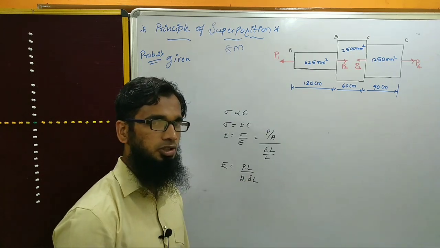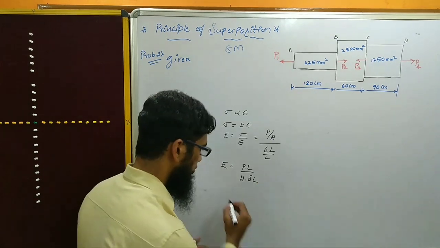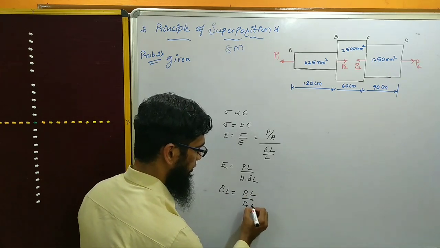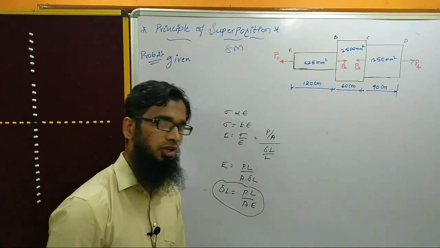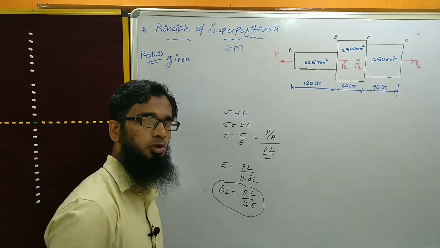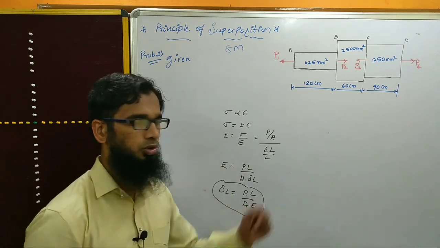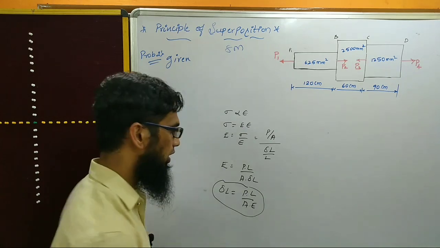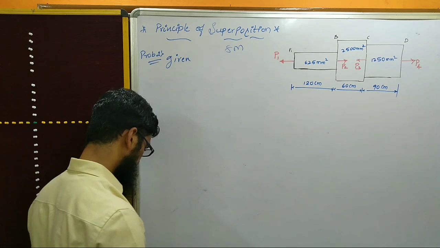Our intention is to find out the change in length when it is subjected to a load. So I take delta L is equal to PL by AE. This is the basic formula to calculate the change in length for any member when it is subjected to a load. We have to remember this throughout the calculations, that is change in length delta L is equal to PL by AE. Now we will go for the numerical, which is the important one.